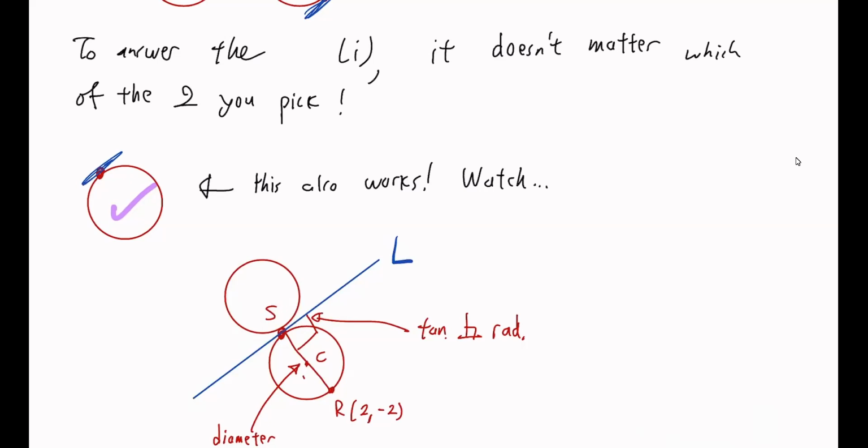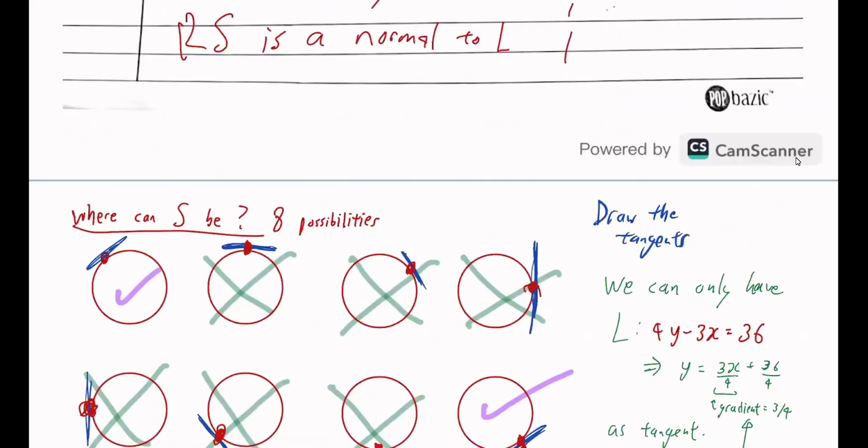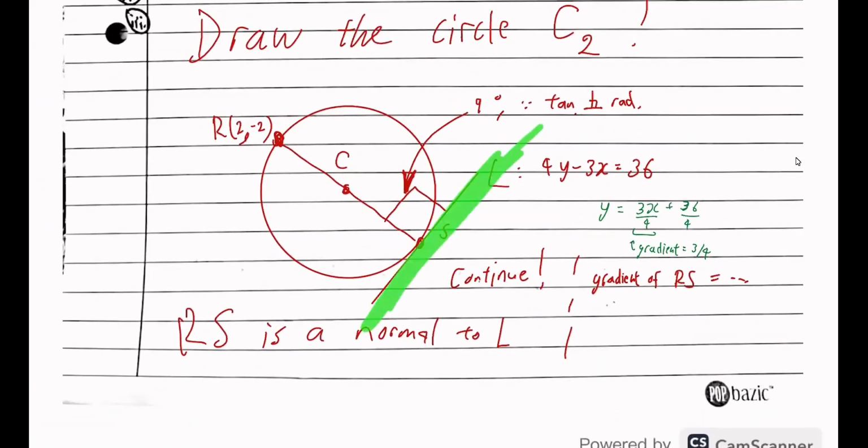Let's start with the first case. The tangent is at the bottom right, and the point S is at the bottom right of the circle. Then, because it's a diameter SR, point R must be directly across. Did you catch that? And if it's a diameter, it's really just two radii. If you focus on this radius and the tangent, what angle do you get over here?